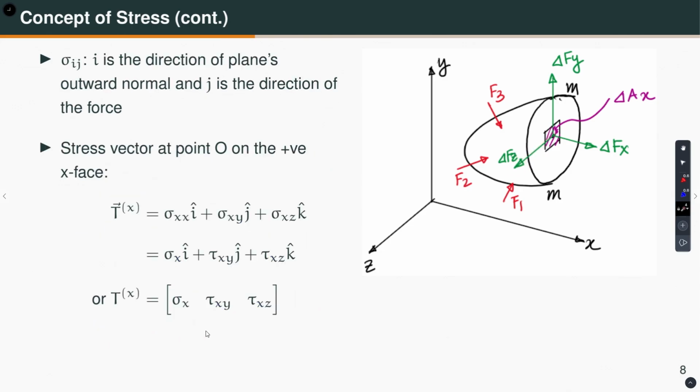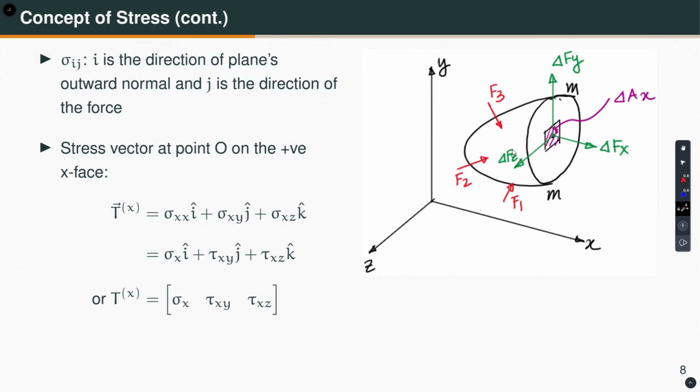Okay. So, that means I can write sigma as sigma ij, where the first subscript denotes the direction of the unit normal of the plane on which it is acting, okay, and j is the direction of the corresponding force. Okay. For example, in this case j is x, in this case j is y, in this case j is z.